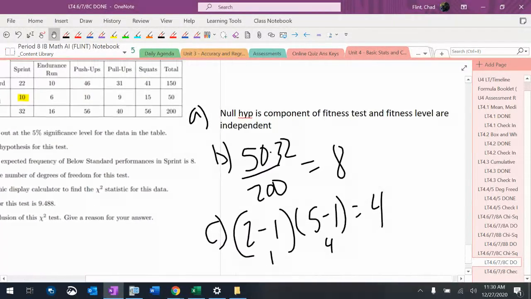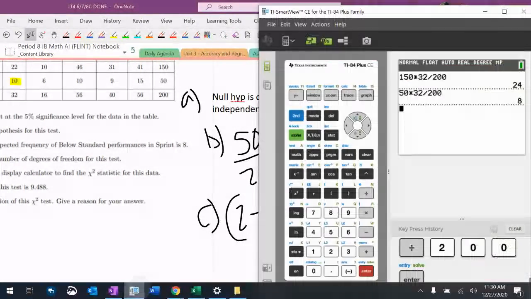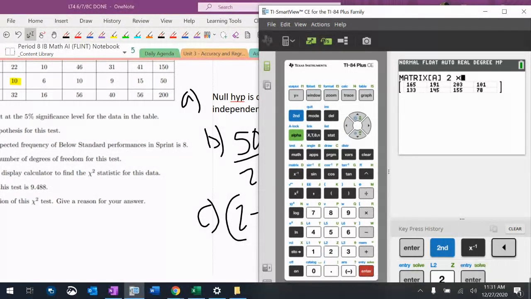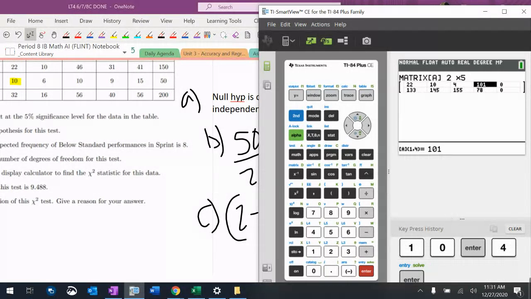All right, so go back to my calculator. I go to matrix A. If you did the last problem, I did it wrong and had to start almost over again, so I'm not going to do that this time. So edit, it's a 2 by 5 matrix this time. So 22, 10, 46, 31, 41, 10, 6, 10, 9, 15. So there's my matrix A.